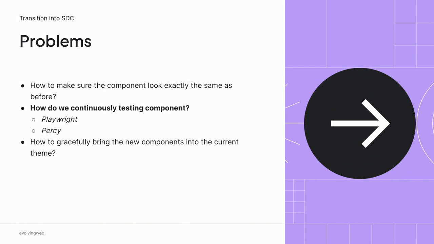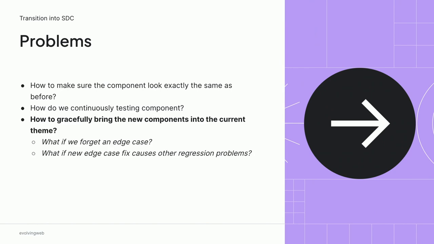And we are quite confident with the process right now, but there are still some problems. If we bring the component into the current theme, it might break. I'm sure that we have some edge case where we forget to think about it. And I'm sure that when we fix something, we break something else. And how do we control that?